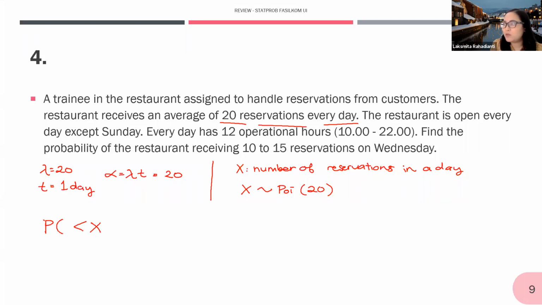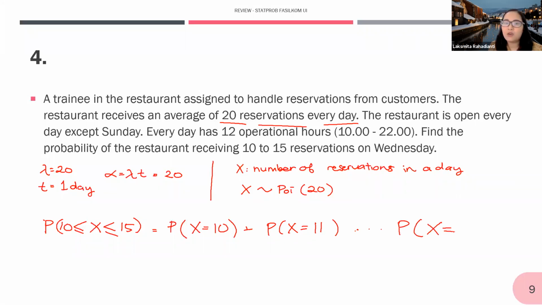that x is between 10 to 15. Oh, it says receiving 10 to 15, so 10 is included, 15 is also included. Since it is Poisson, I can just compute the sum of P(x equals 10) plus P(x equals 11), and so forth until P(x equals 15).